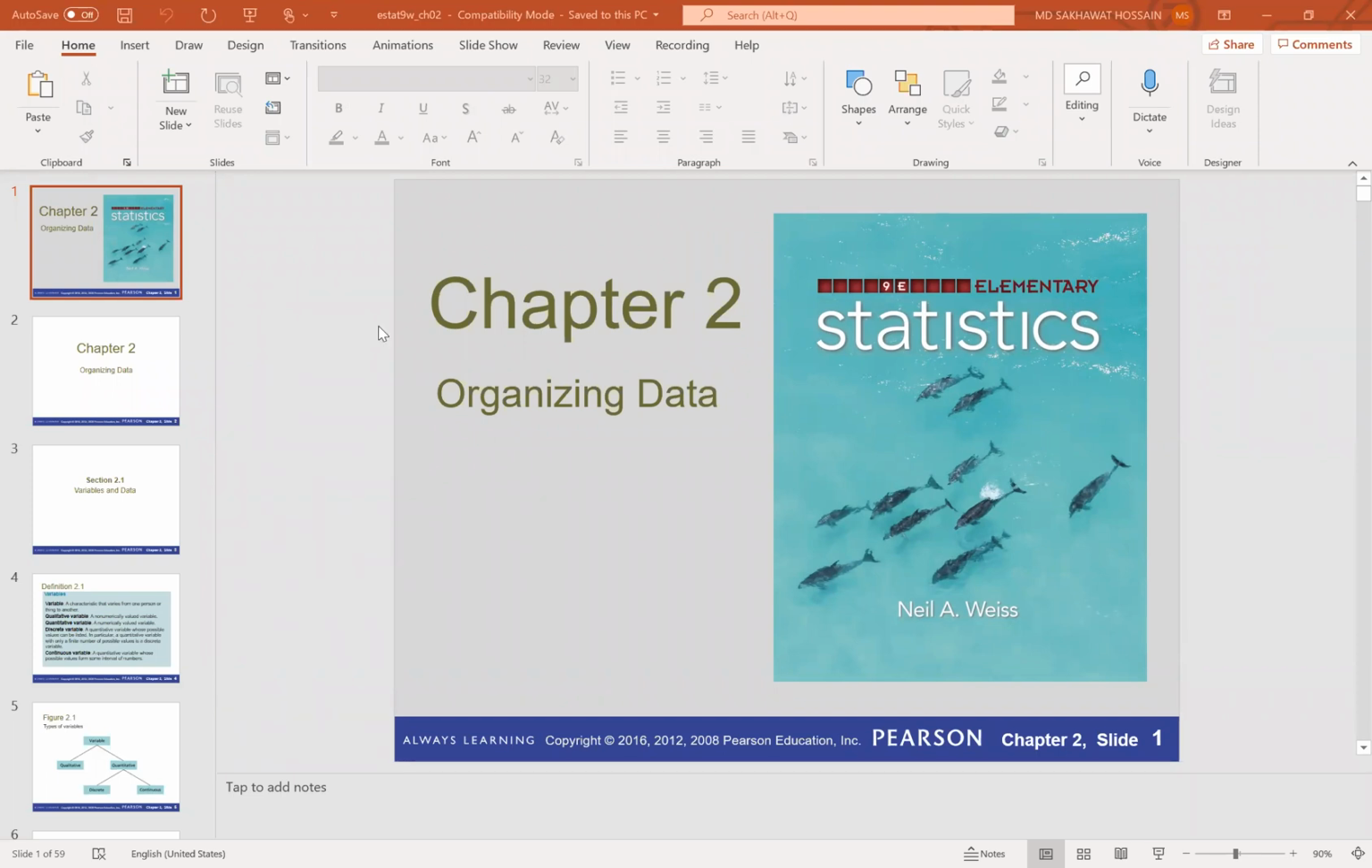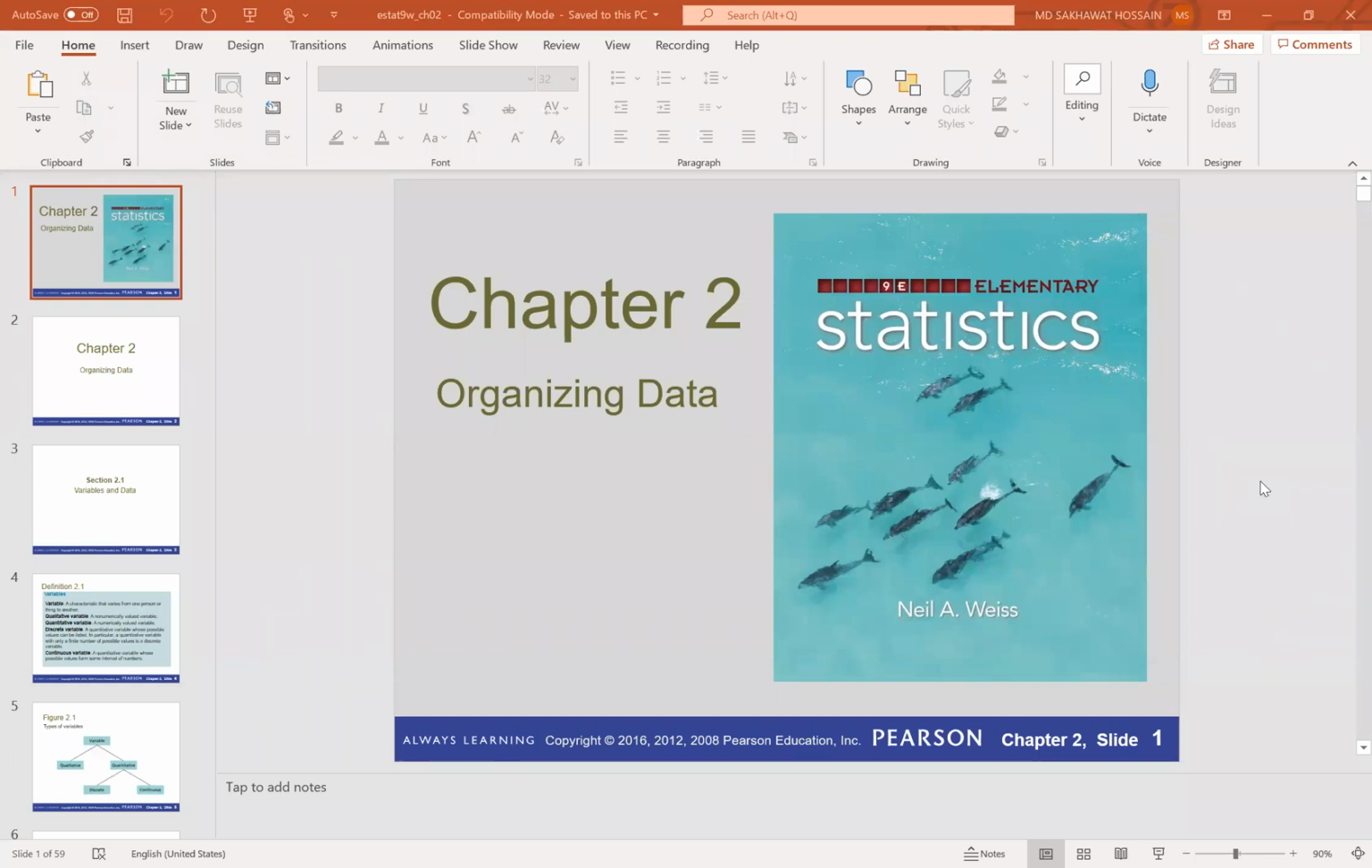So in the last class, we covered chapter 1. In today's class, we'll go over chapter 2. I think we need 2 classes, or 1.5 classes, to finish this chapter. This chapter is about organizing data. First you need to collect the data. In the last class, we learned simple random sampling, and we didn't discuss any other type of sampling in this class.